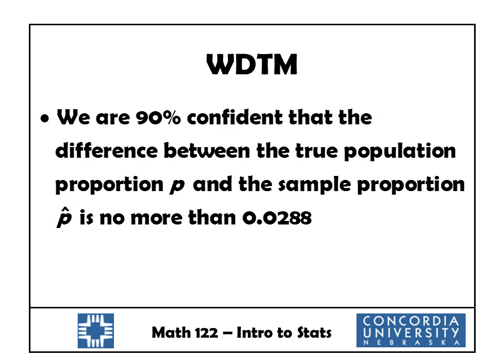Okay. Now, what does this margin of error mean? We would interpret this by saying we are 90% confident that the difference between the true population proportion p and the sample proportion p hat is no more than 0.0288. So this margin of error is like a largest difference between our actual population proportion and our sample proportion.